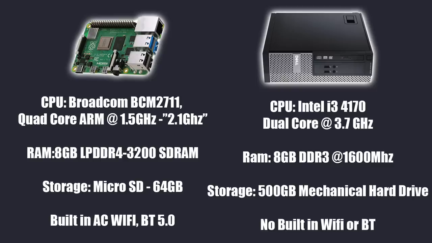But over on the Optiplex, we have an Intel i3 4170 CPU. This is a dual-core CPU with 4 threads at 3.7 GHz, 8 gigs of DDR3 RAM running at 1600 MHz, and a 500GB Western Digital mechanical hard drive. I really wanted to swap this out with an SSD, but I wanted to keep that price as low as possible. If you do end up getting one of these machines, I would highly recommend throwing a 120 or 240GB SSD in here as your boot drive. And like I mentioned, this Optiplex does not have built-in Wi-Fi or Bluetooth, but we do have Gigabit Ethernet. And later on down the road, you could always pick up a cheap Wi-Fi or a Bluetooth dongle from Amazon.